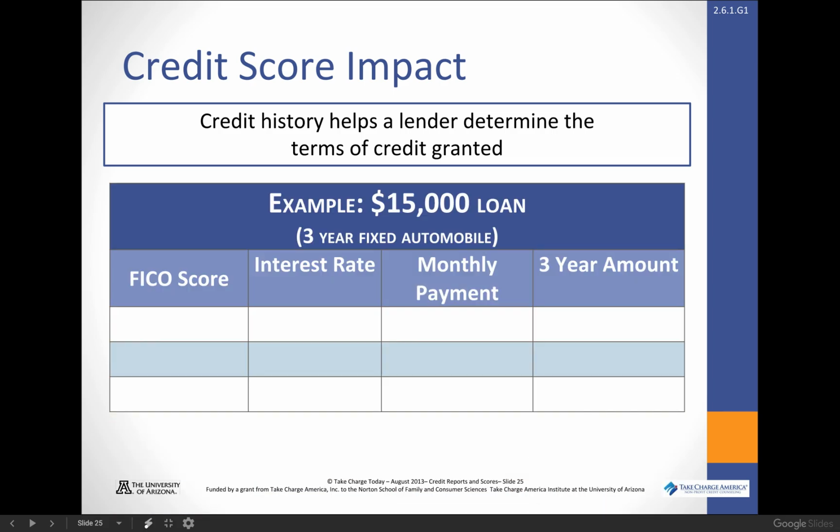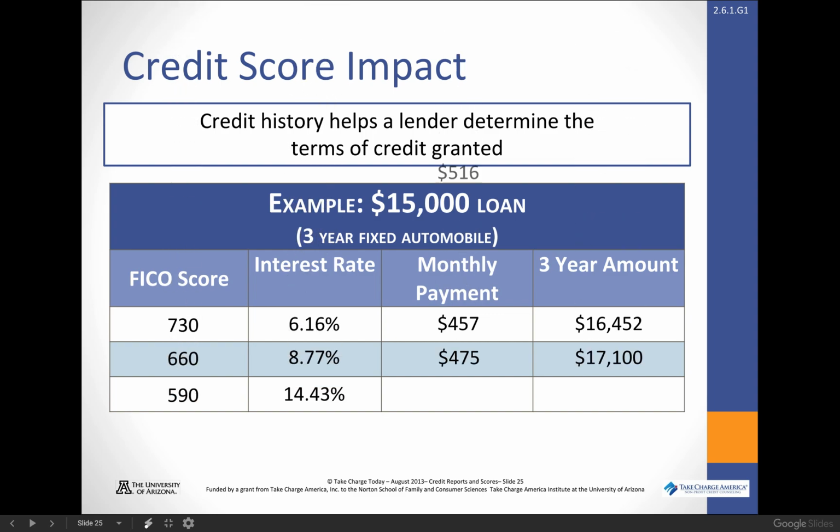Credit score does have a huge impact on your borrowing availability. So we're going to look at 3 different credit scores and see how that impacts. Alrighty, so if I got a $15,000 loan, it is going to be for 3 years. That is pretty normal for an auto loan. And we can see how the interest rate is going to significantly change based on our credit score.